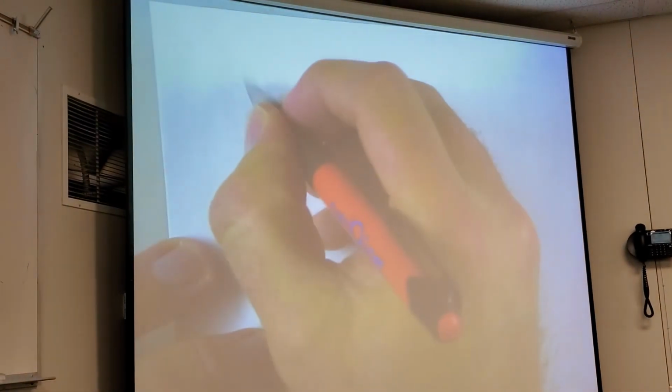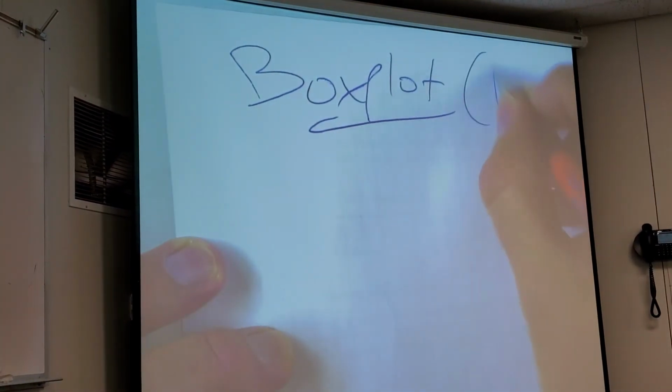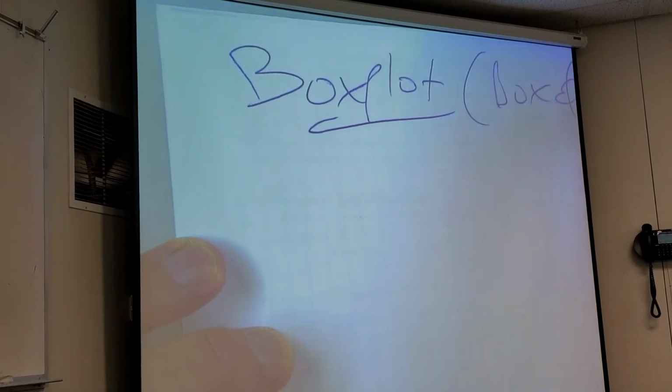We're going to create what's called a box plot. It's actually called a box and whisker plot.